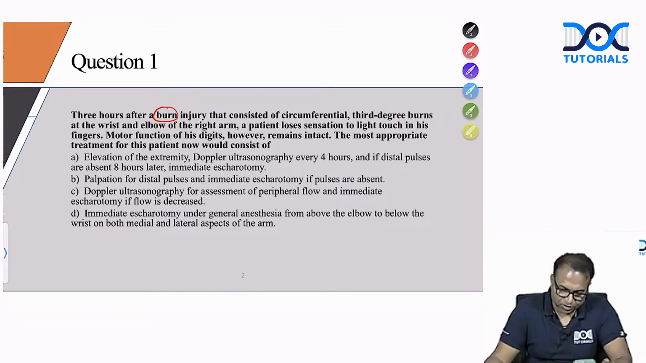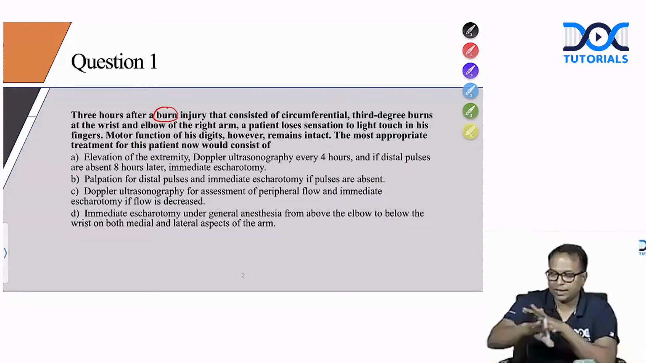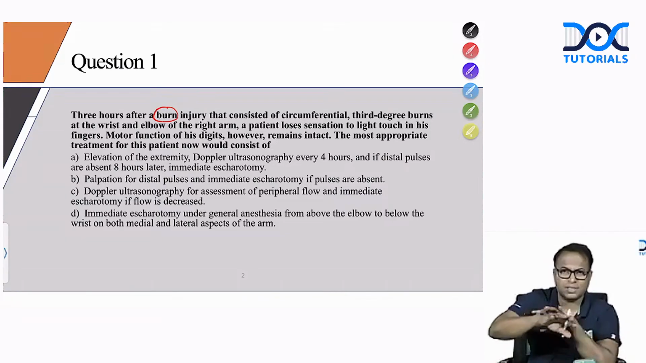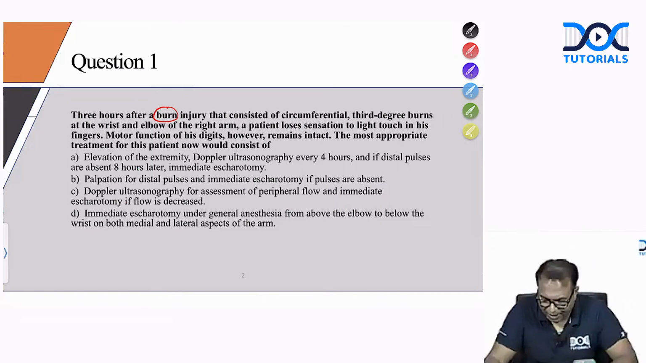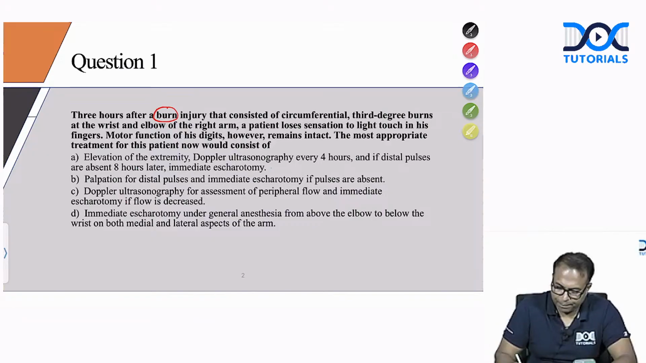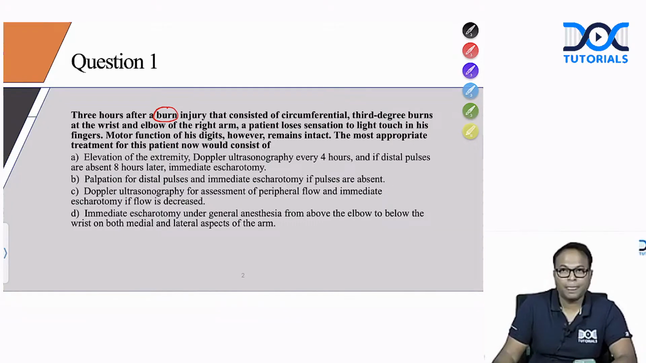Light touch in his fingers. Motor function of his digits, however, remains intact. So in this, only the sensation is lost; motor function is intact. The most appropriate treatment for this patient now consists of: elevation of the extremity and Doppler ultrasound every 4 hours, and if distal pulses are absent 8 hours later, immediate escharotomy should be done. Or, palpation for distal pulses and immediate escharotomy if pulses are absent.